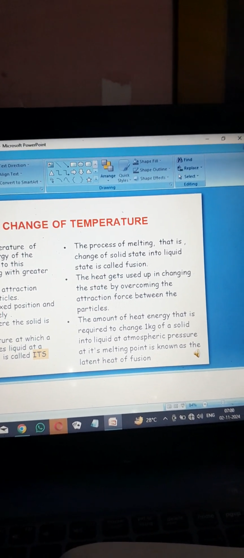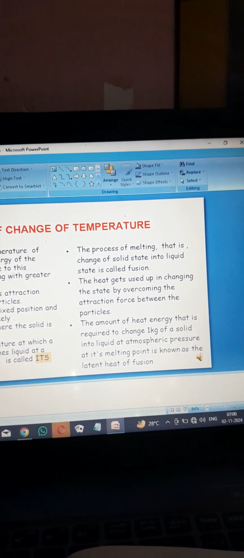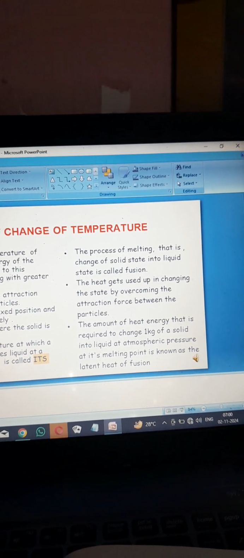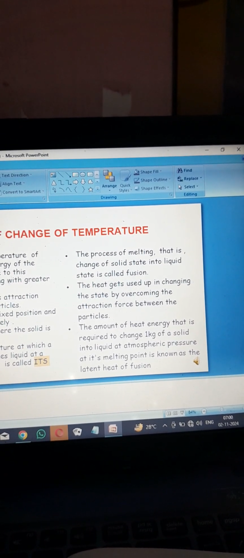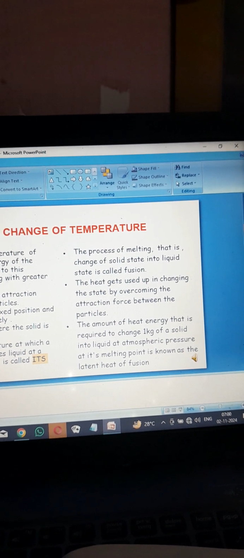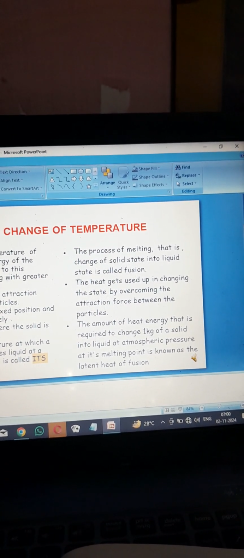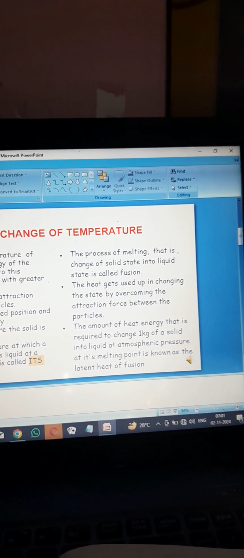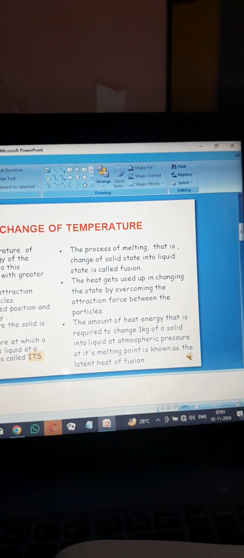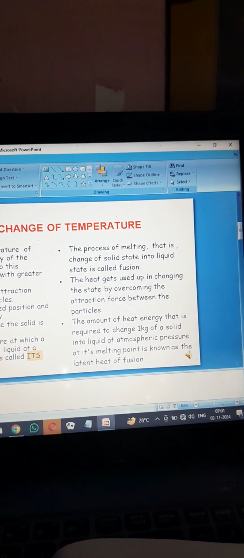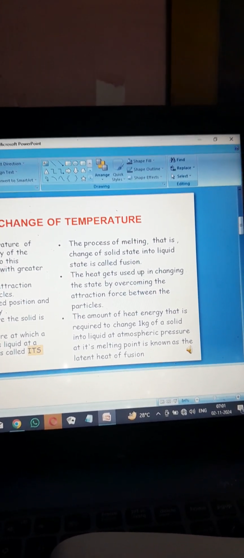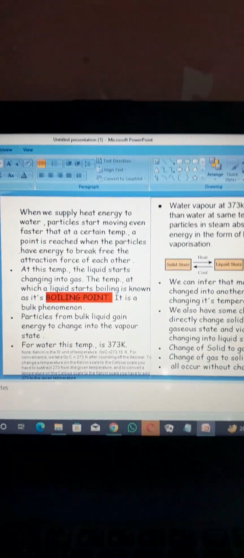The heat gets used up in changing the state by overcoming the attraction force between the particles. And the amount of heat energy that is required to change 1 kg of solid into liquid at atmospheric pressure at its melting point is known as latent heat of fusion. So you remember what is latent heat of fusion. That means the amount of heat energy required to change 1 kg of solid into liquid at atmospheric pressure and its melting point is known as latent heat of fusion. Then let's come to the next slide.